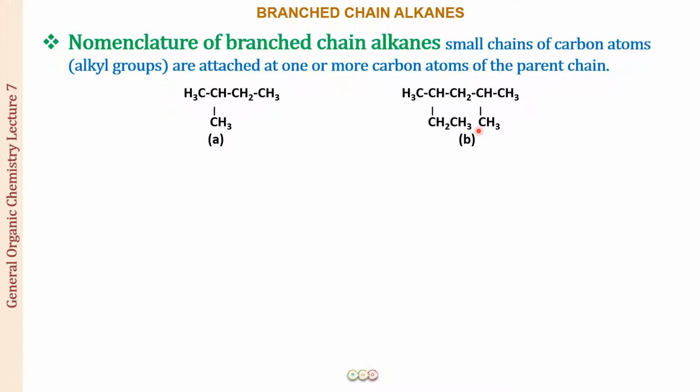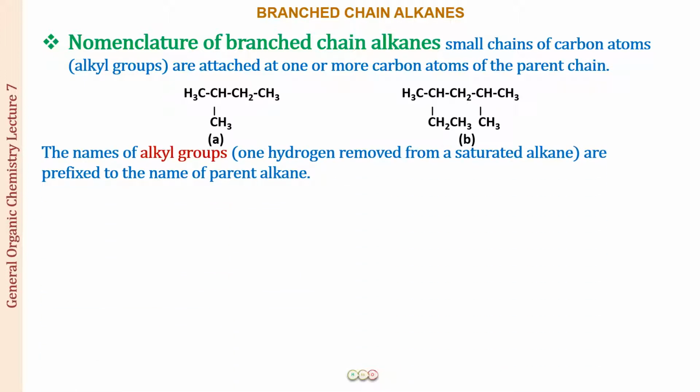Now what are these groups that are attached over here? The CH3, then CH2, CH3, if you just club it together it is going to be C2H5, and this is a CH3. So what are these? These are alkyl groups, or you can say small chains of carbon atoms, and we have done a detailed discussion on the alkyl groups as well in the last lecture.